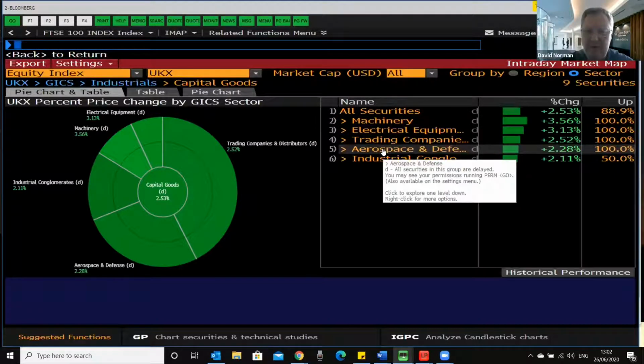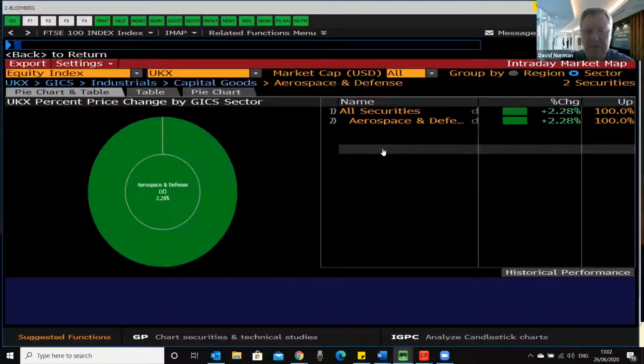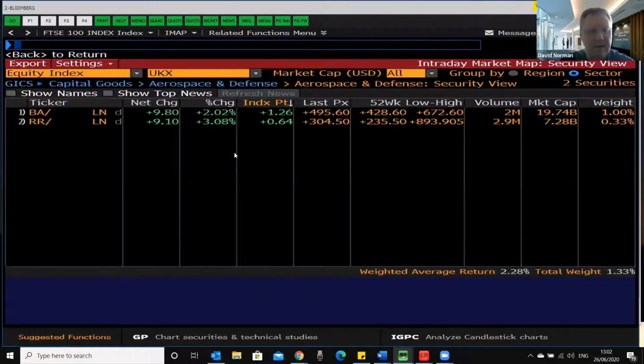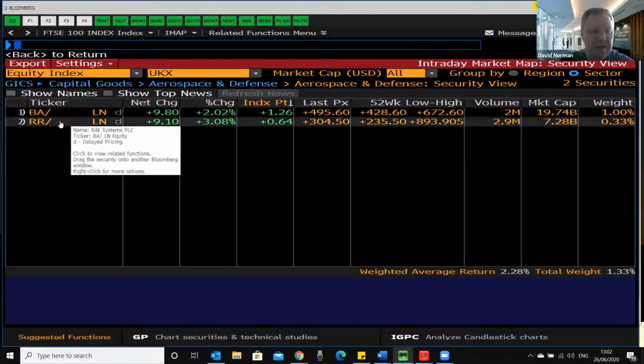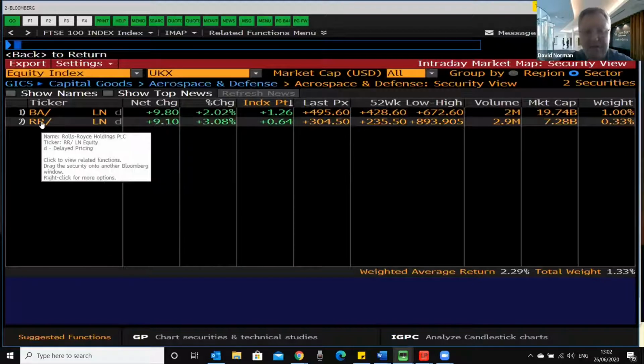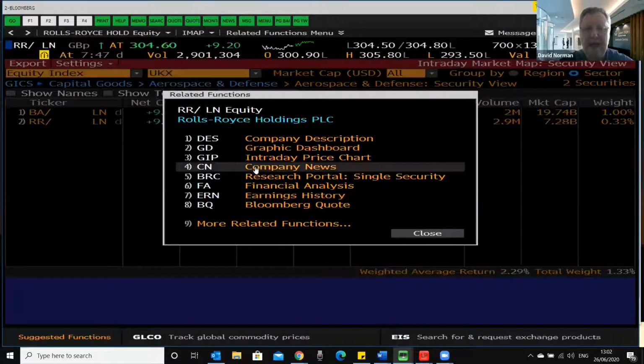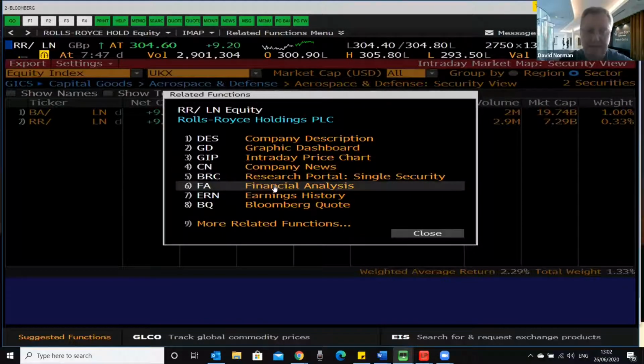Well, let's have a look at aerospace. I click on aerospace and keep clicking until I go down to two particular stocks that are in this sector. So I've got British Airways and I've got Rolls-Royce. Let's click on Rolls-Royce, and I then get a number of different options for me to look at its behavior. So what I'm going to do initially is go to the financial analysis.